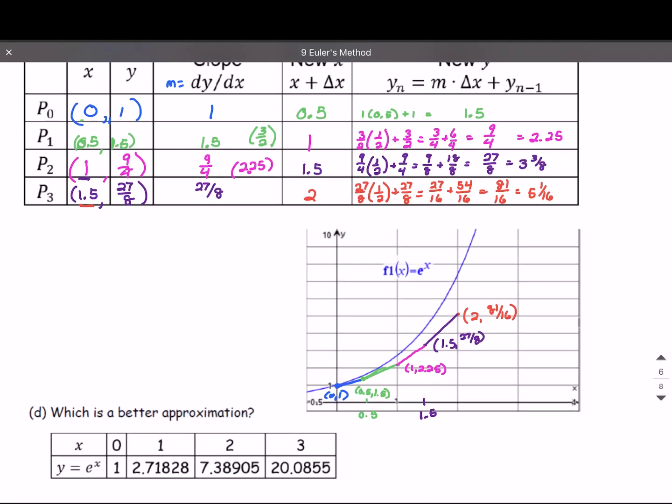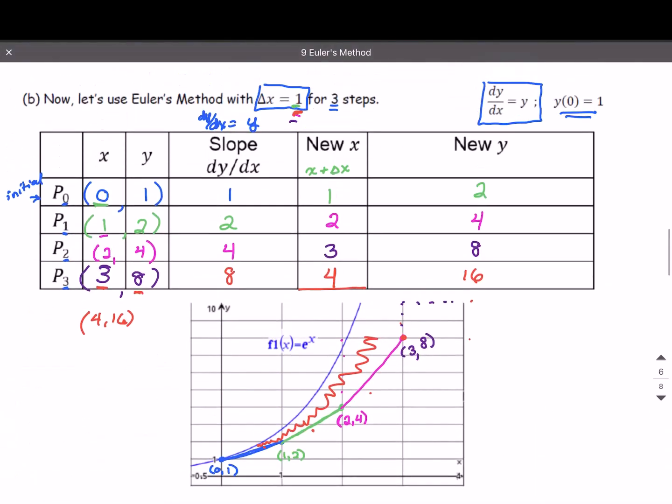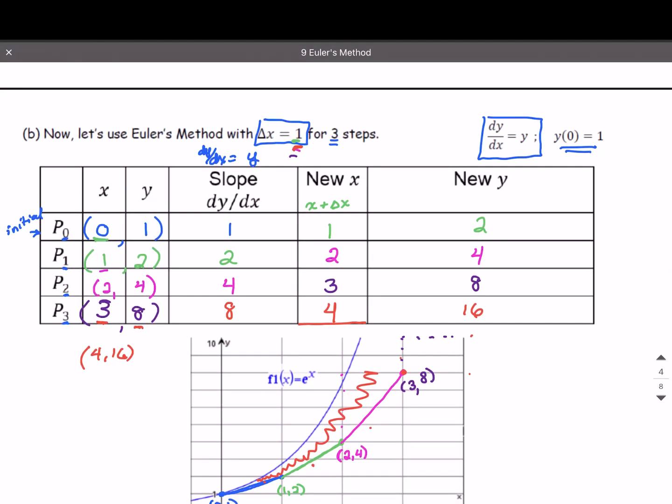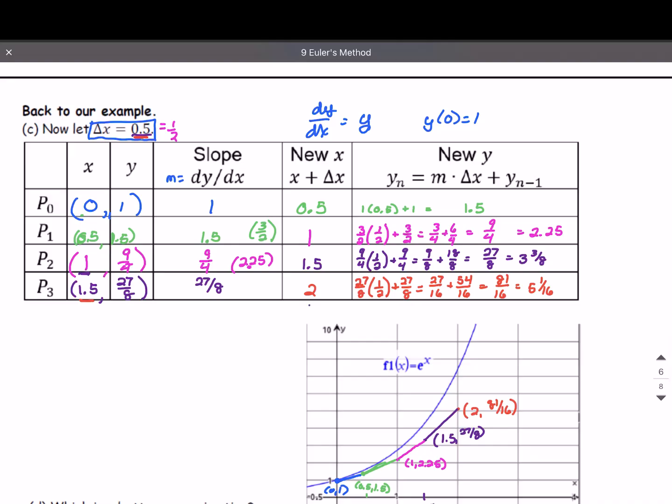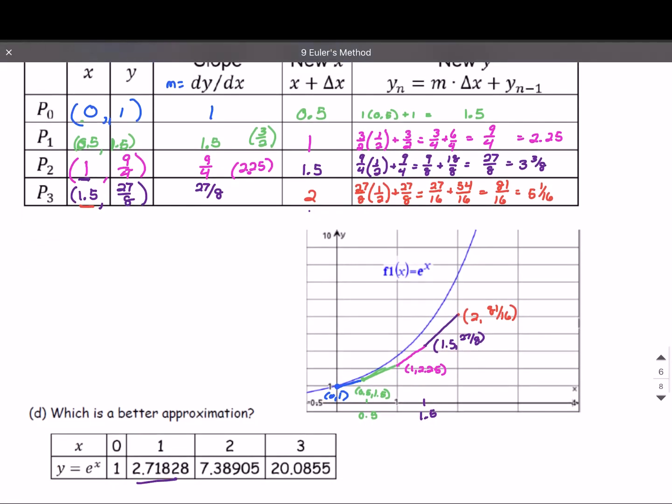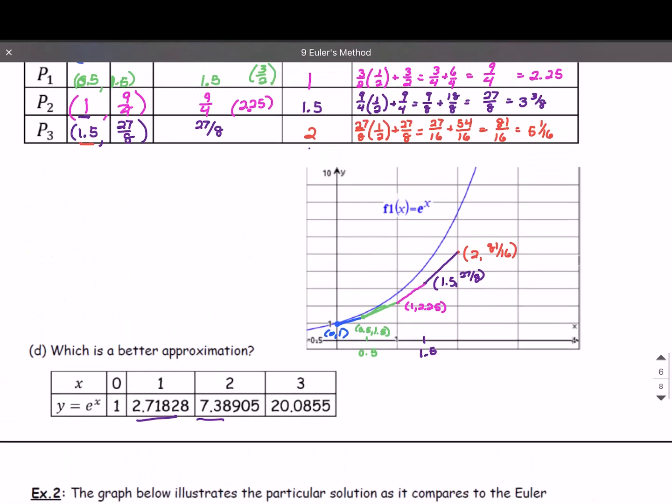And if you look at the actual y values, when x was 1, the y value is 2.7, ours was 1.5, versus over here, it was 2. Same thing when x was 2, the matching y value was 4. On this one, when we're at x equals 2, our y value is 5 1/16, and the actual one is 7.38. So we're definitely closer. It's still not perfect, but it's definitely closer using a smaller delta x. So the answer here, oops, I didn't write it, is definitely delta x equals 0.5.